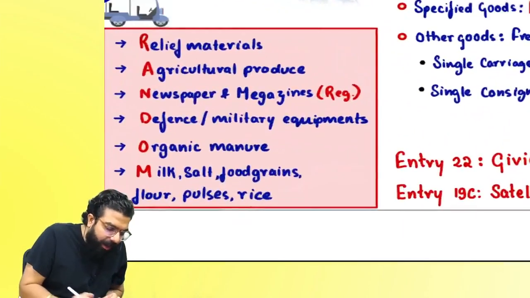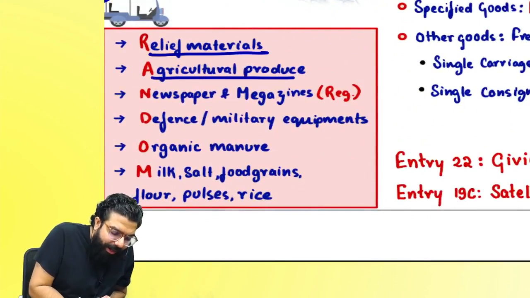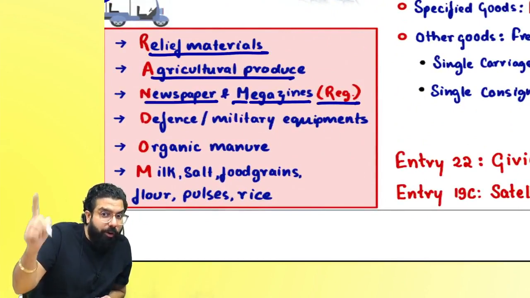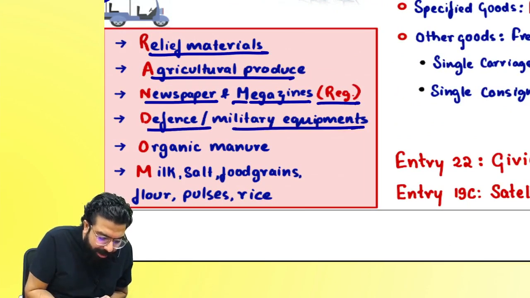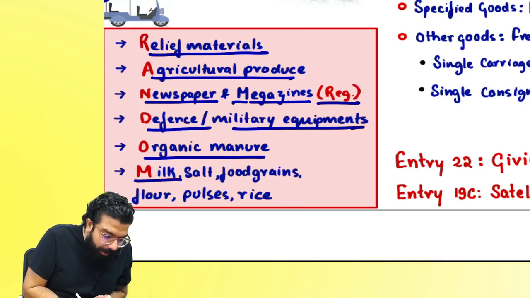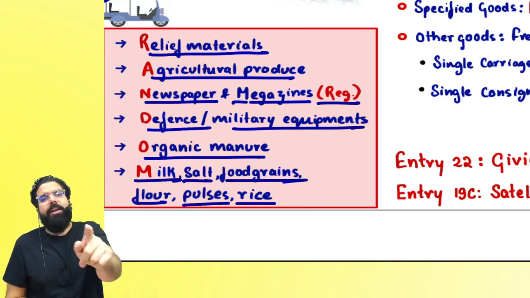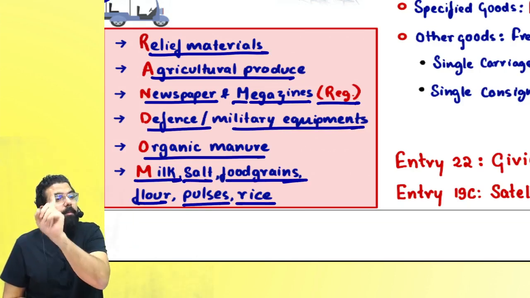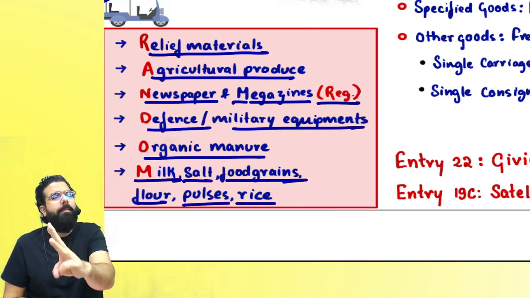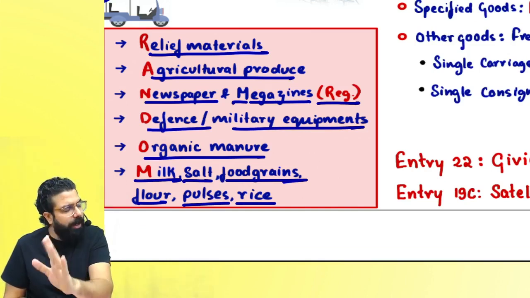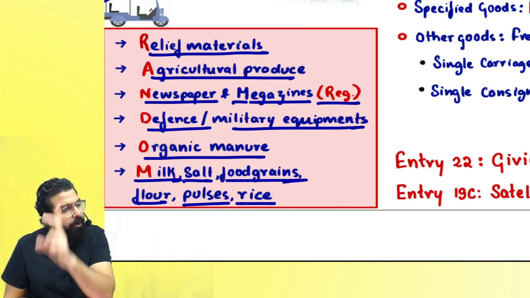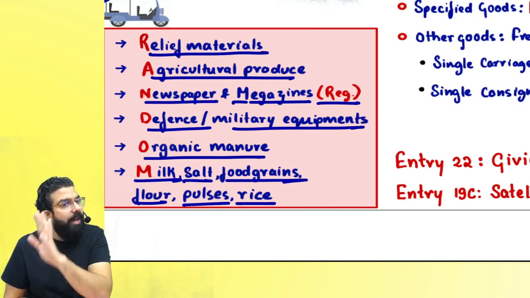What do you mean by specified items? Relief material, agricultural produce, newspapers and magazines which are registered. Remember, newspapers and magazines which are registered. And then defense or military equipment, organic manure, milk, salt, food grains, flour, pulses and rice. What did I tell you? Relief material, agricultural produce, registered newspapers and magazines, defense and military equipment, organic manure, milk, salt, food grains, flour, pulses and rice.